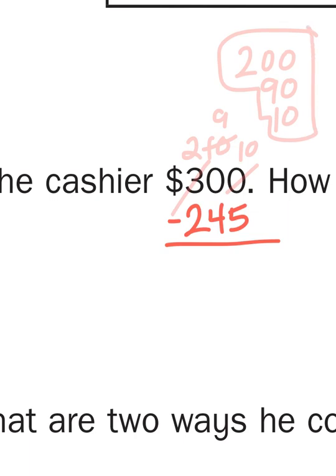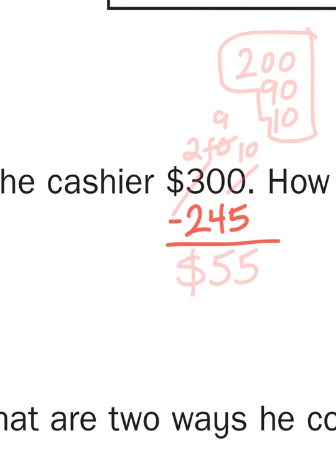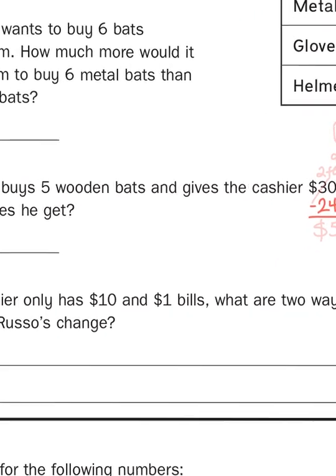Now we can subtract, now that we've converted $300 into a more subtractable form. 10 minus 5 is 5. 9 minus 4 is also 5. And then 2 minus 2 is 0. So my total amount of change for Mr. Russo is $55.